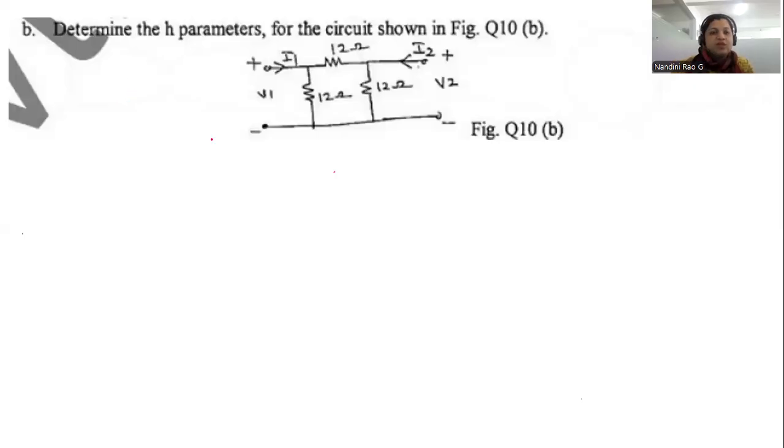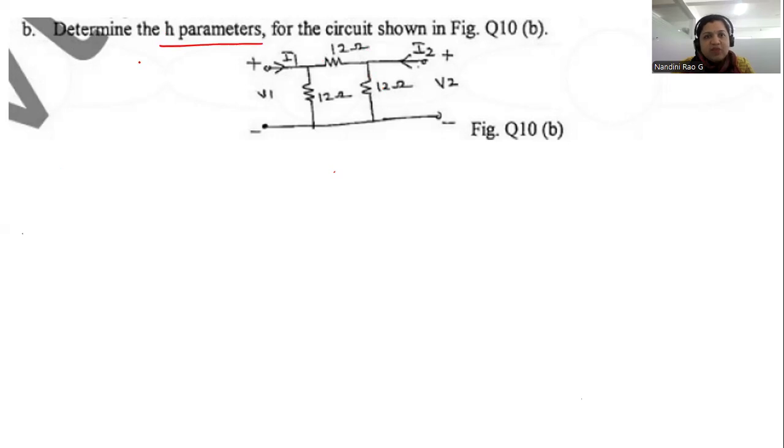Hello everyone. So today's numerical is to find H parameters for this particular circuit shown. This question I have taken again from VTU QP. So you see this is a two-port network. So as soon as you read the question, H parameters are asked.